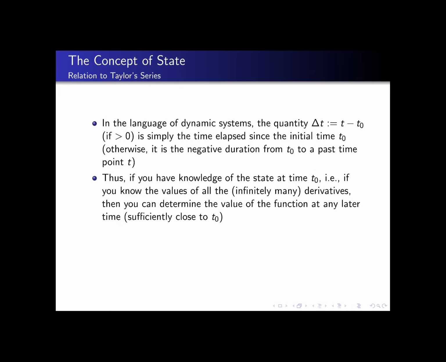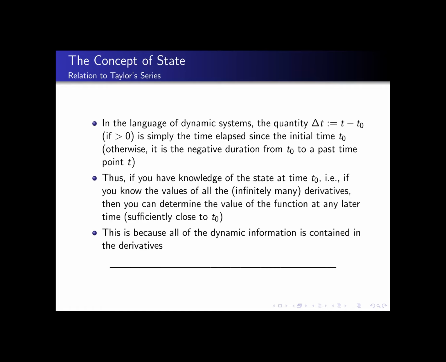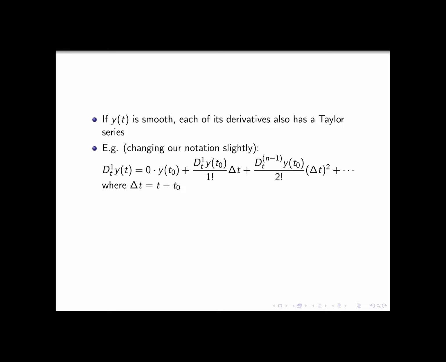Thus, if you have knowledge of the state at time t naught, that is, if you know the values of all the possibly infinitely many derivatives, then you can determine the value of the function at any later time sufficiently close to t naught. This is because all of the dynamic information is contained in the derivatives. If y of t is smooth, each of its derivatives can also be expressed as a Taylor series.